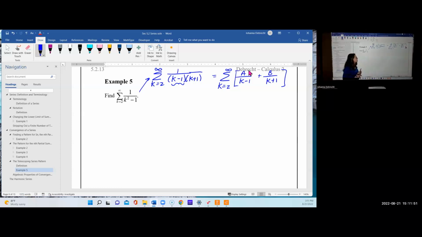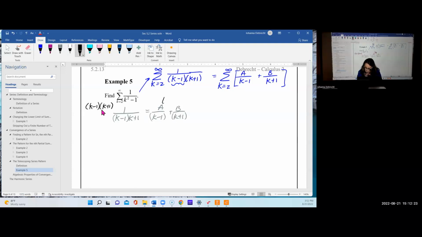Again, you can use whichever method you want. I'm going to focus on choose wisely. That's my preferred method. So I have 1 over k minus 1 times k plus 1, and this is equal to a over k minus 1 plus b over k plus 1. And I'm going to multiply all three terms here by the lowest common denominator, k minus 1 times k plus 1, on each individual term. And then this will get rid of the fractions and will give me an equivalent equation.